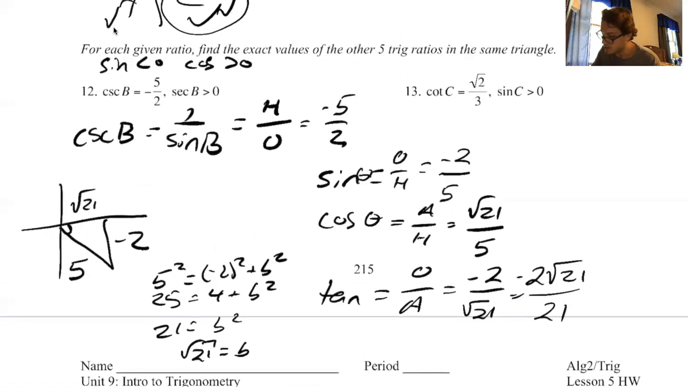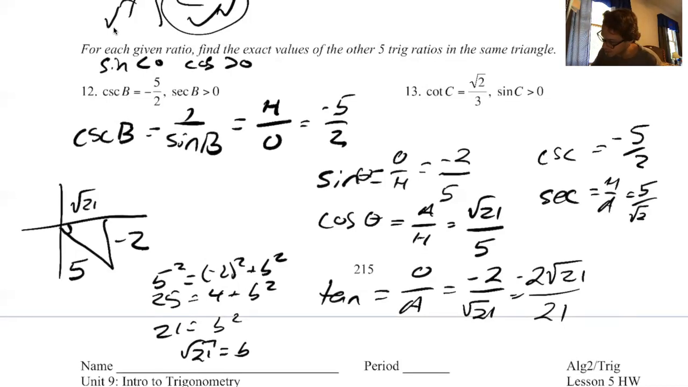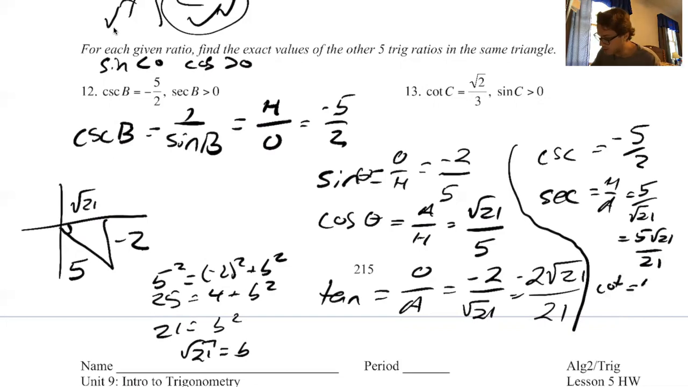And the rest of these we already did. Cosecant equals negative 5 halves. We're given that one, so we need secant, which is equal to 1 over the cosine, or just hypotenuse over adjacent, which is 5 over radical 21, or rationalizing, we get 5 radical 21 over 21. And lastly, just to separate these, we need the cotangent, which should just be equal to A over O, excuse me, A over O, which is equal to radical 21 over negative 2, or just negative radical 21 over 2. Okay, and that's how we would handle all these problems.